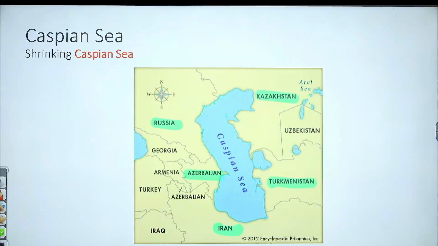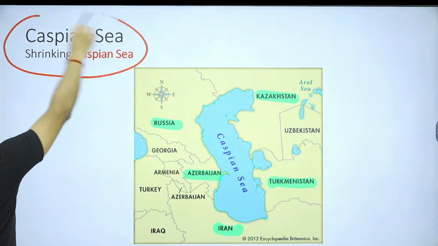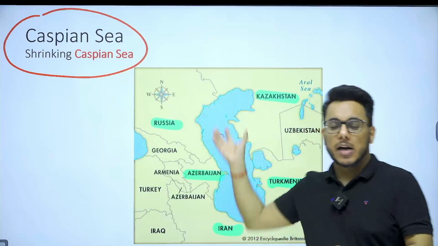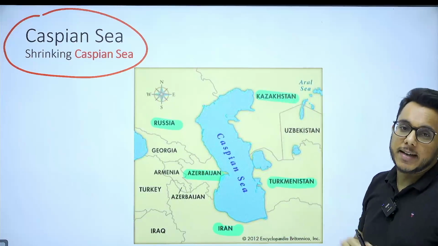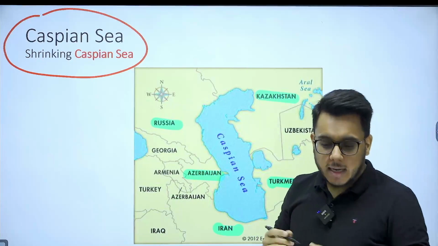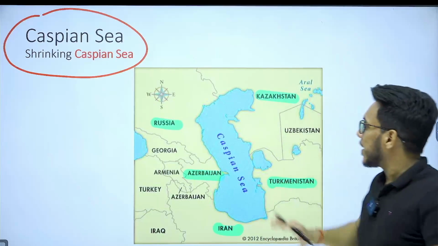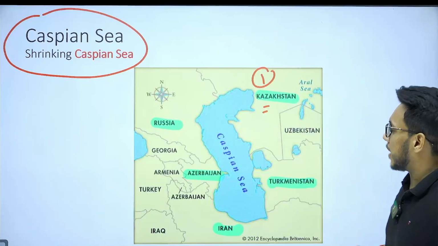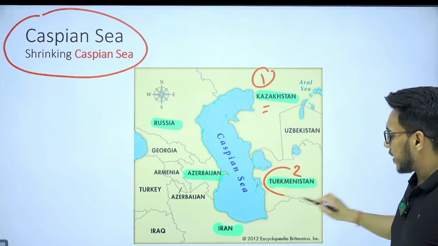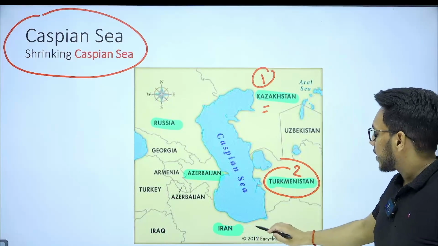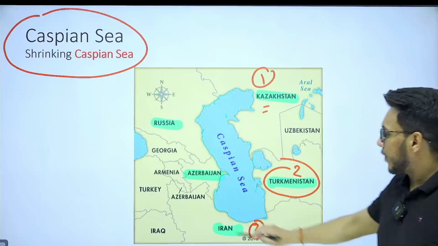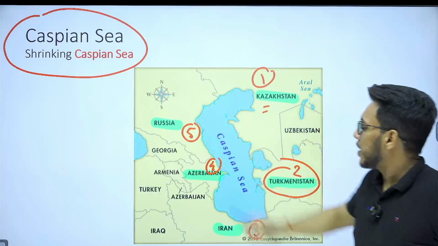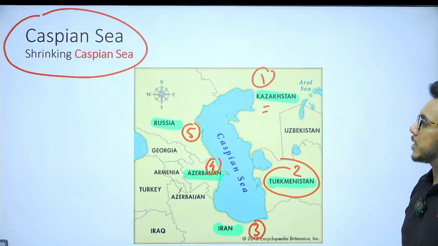Moving on, let's go to the next location. The Caspian Sea. The Caspian Sea is shrinking, which has alarmed the neighboring countries. First of all, let's see the countries which border the Caspian. Again, we are going to start from 12 o'clock. Here we have Kazakhstan. Second, Turkmenistan. Third, Iran. Fourth, Azerbaijan. And fifth is Russia. So these are the 5 countries that border the Caspian Sea.